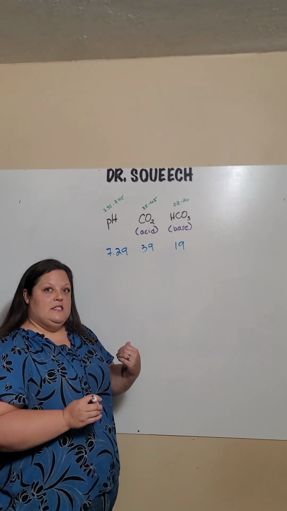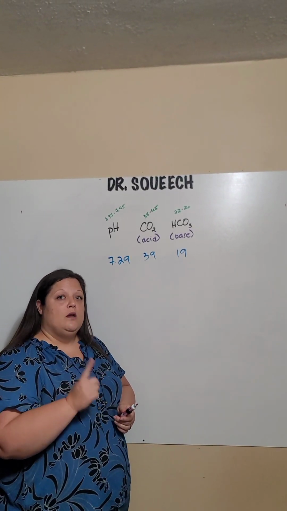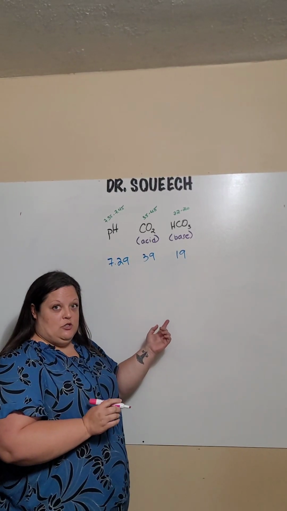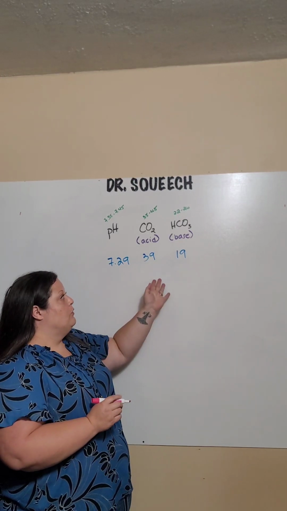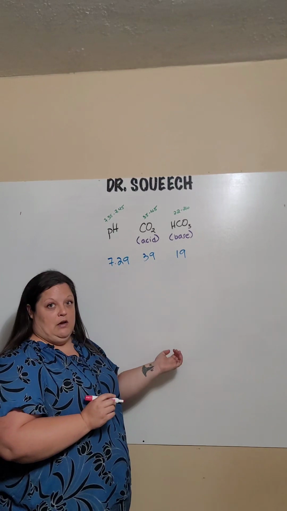So, like I said in the last video, an uncompensated ABG has two abnormal values. One of them has to be the pH. Now, in a partial compensation, all three values have to be abnormal. So what we're going to do is go through from uncompensated to partial compensated to fully compensated.